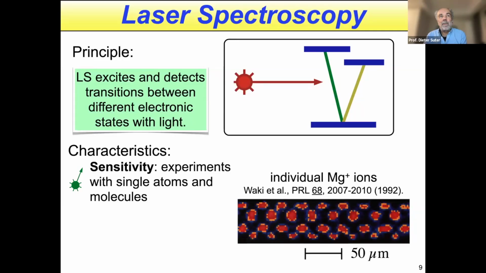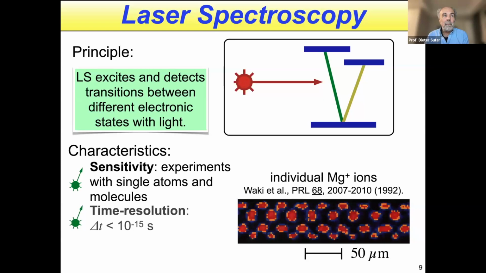So experiments with single atoms, molecules, ions, and so on became possible even in the last century. Like this picture here shows the red dots, which are individual magnesium ions, which were trapped in a linear Paul trap, here from a publication in 1992. So the sensitivity is definitely very high for this kind of spectroscopy.